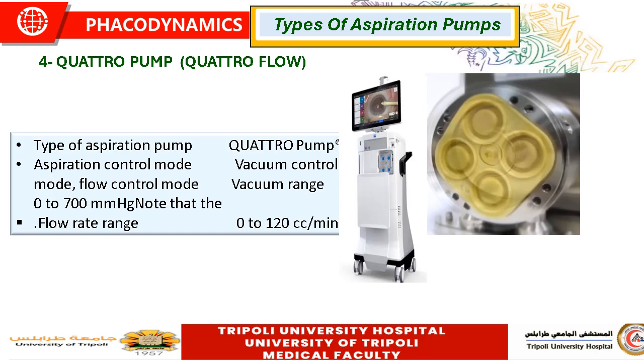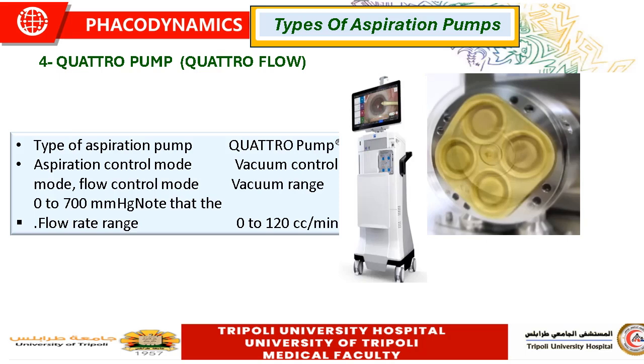The fourth type of the aspiration pump is newly invented by Zeiss company, known as the Quattro pump or the Quattro flow pump. This was invented in the Quatera 700 Phaco machine from Zeiss, which recently launched in the market. This type of pump uses both the vacuum and the aspiration flow control, and gives a very high rate of vacuum reaching up to 700 millimeter of mercury, and flow rate reaching up to 120 cc per minute.